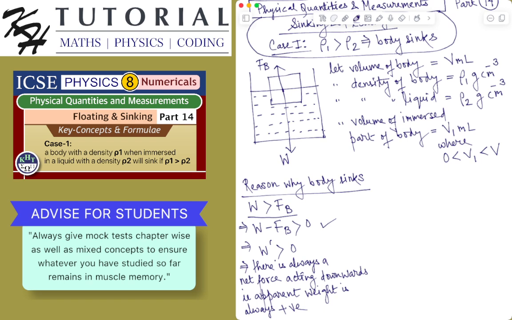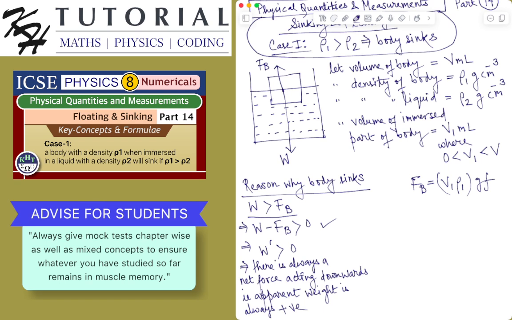Okay. So in this situation where the volume of the immersed part of the body is V1, what is FB? FB, the buoyant force acting upwards, will be the weight of the displaced liquid, and the volume of the displaced liquid will be V1. So the mass of the displaced liquid will be V1 rho 1 gram. Of course, the mass is V1 rho 1 gram, and the force FB will be gram force. Okay. Now, what is weight?